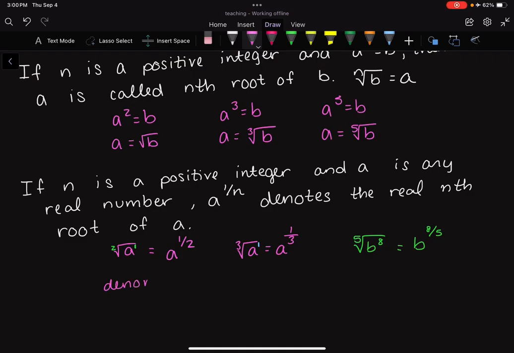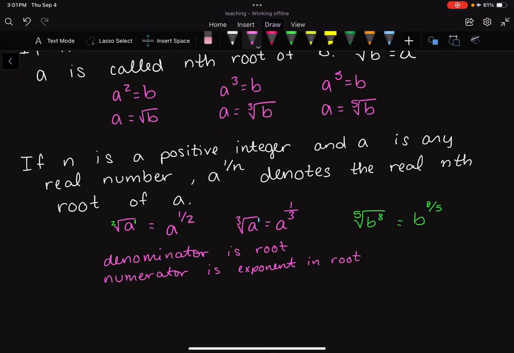Here's the important part. The denominator is the root. The numerator is the exponent in the root. Now, technically, it can be inside, outside as well, but we'll talk about that when we get there.